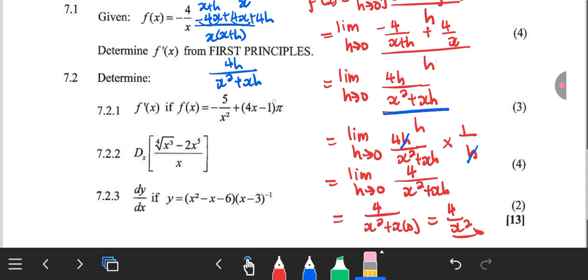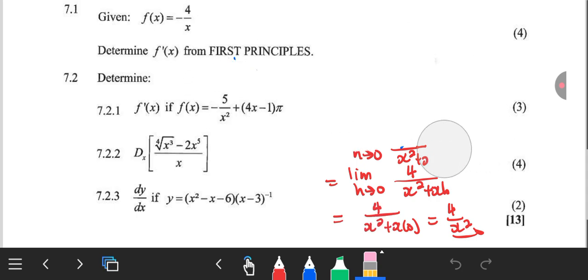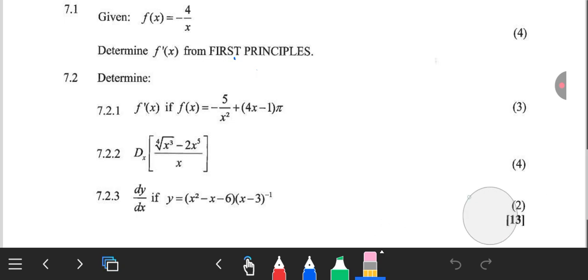Now, let's go on to the next question. Next question, we are still deriving, but they didn't say using first principles. And since they didn't say using first principles, we're going to derive using our rules. So we're going to start with 7.2.1. So this is the equation given. I see brackets here and I see that this x is a denominator. So we need to fix that before we can derive.